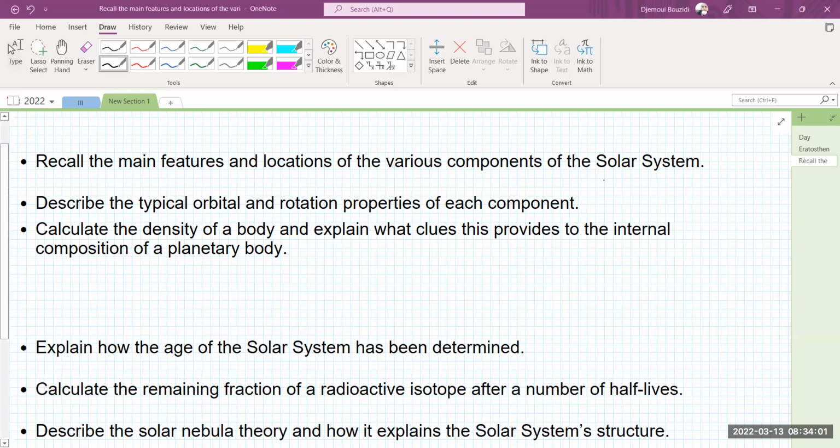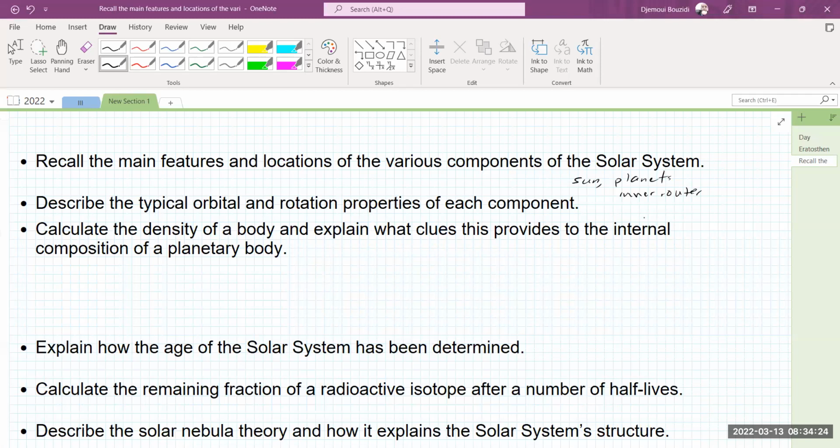So of course we have the sun, and then the planets. There are 2 types of planets: inner planets, and that includes Mercury, Venus, Earth, and Mars. And you also have outer planets, and the outer planets include Jupiter, Saturn, Uranus, and Neptune.